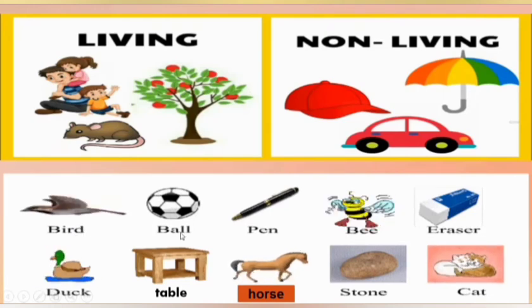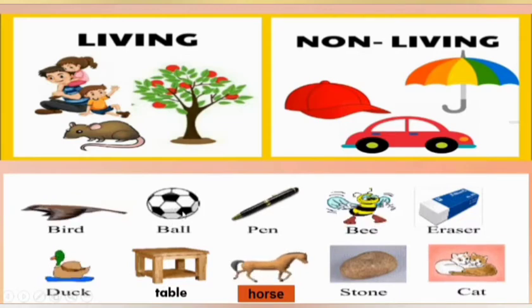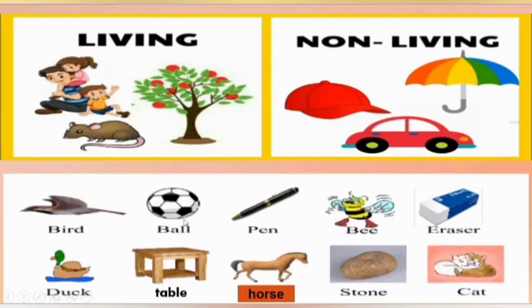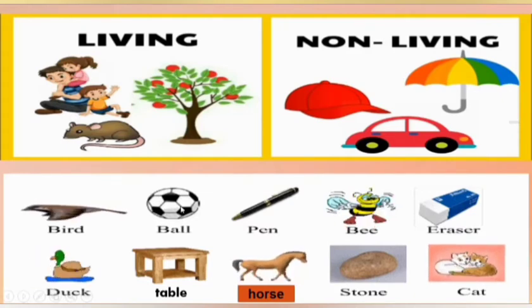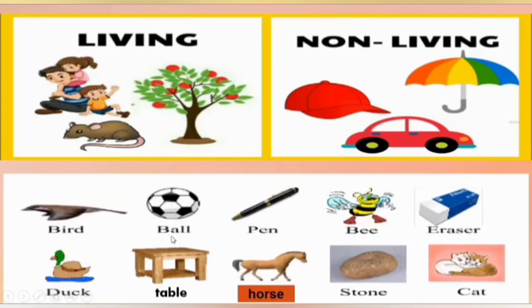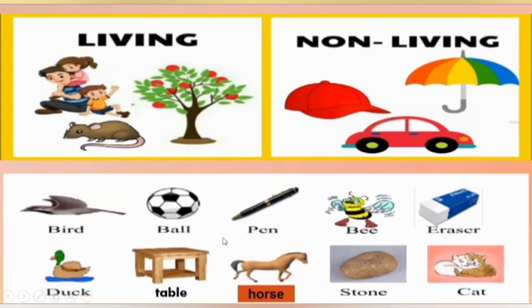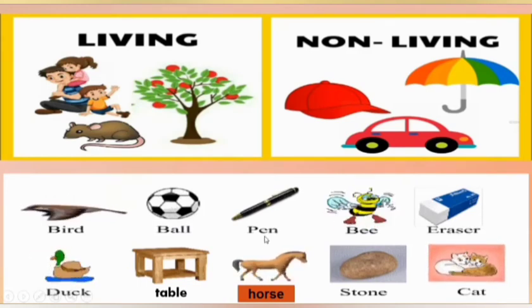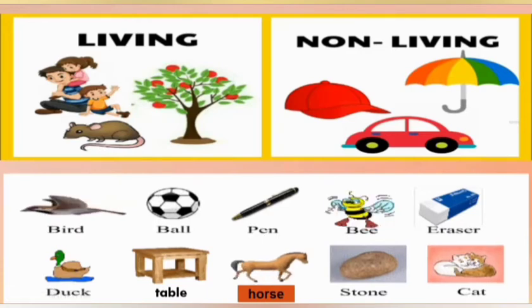Ball is a non-living thing. Why? Because a ball does not eat food. It doesn't need air to breathe. It doesn't move by itself. That means a ball is not a living thing. So the pen is also a non-living thing.